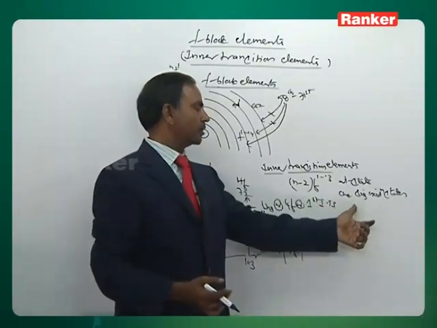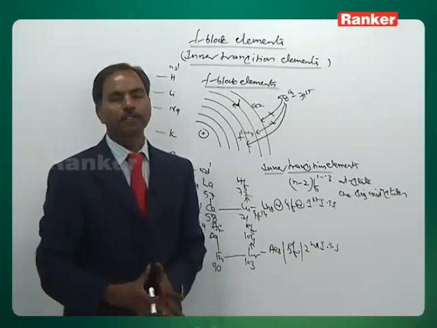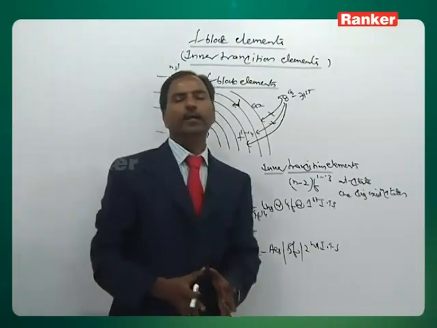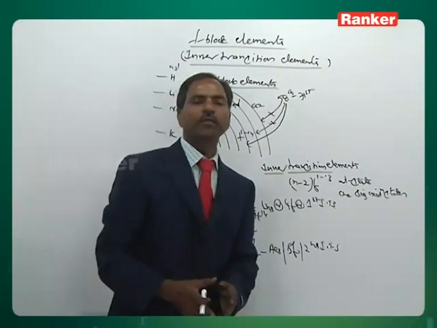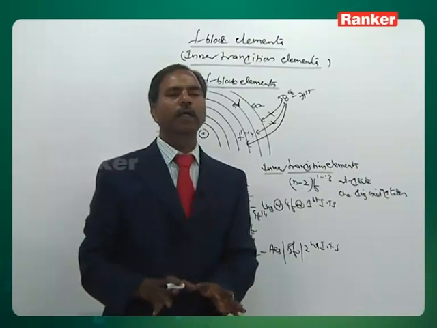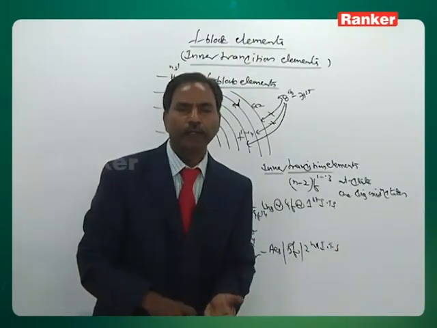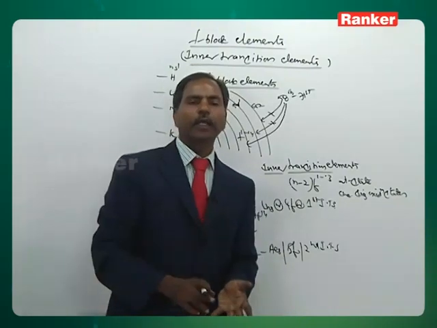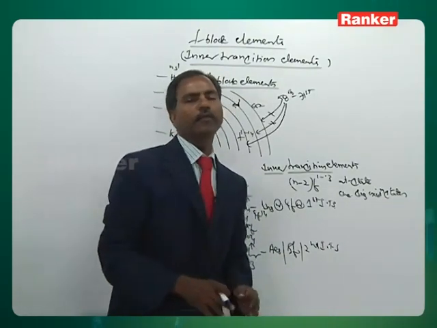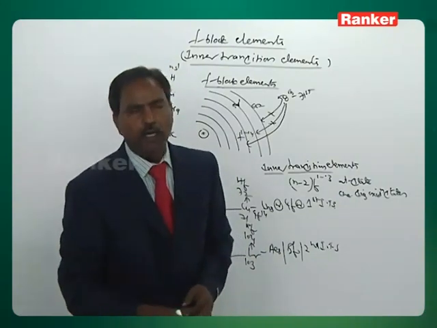The elements which are carrying incompletely filled n-2 f orbitals in their atomic state or in their chemically significant oxidation states are known as what? Inner transition elements. In a single word, inner transition elements means the elements which are carrying incompletely filled f orbitals. Transition elements means which are carrying incompletely filled d orbitals. Inner transition means which are carrying incompletely filled f orbitals.